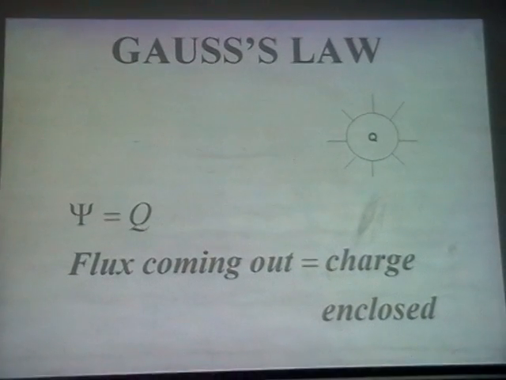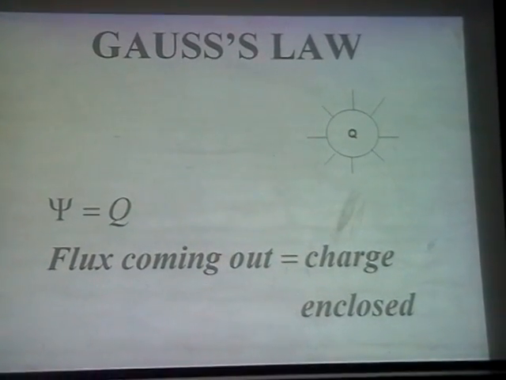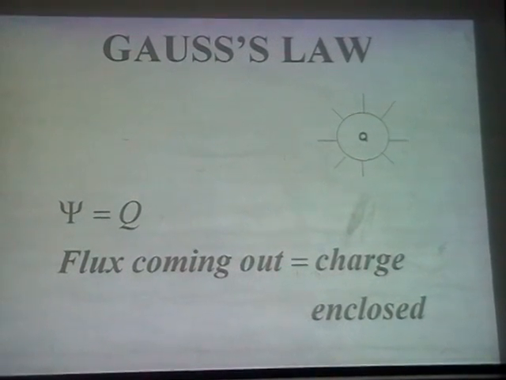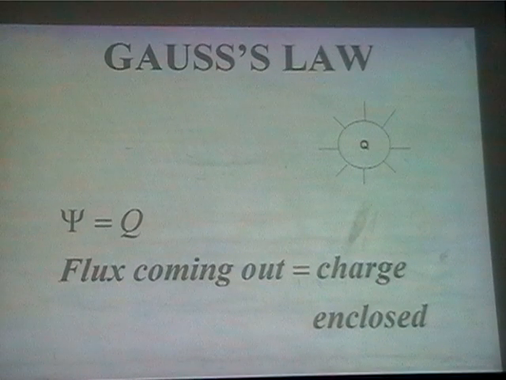A charged body produces flux. Let me count all the flux lines. The flux is proportional to the charge, and he found the proportionality constant to be 1. So psi is equal to Q. Flux coming out is equal to charge enclosed. 10 coulombs, 10 lines. 20 coulombs, 20 lines. Q coulombs, Q lines. So flux coming out of a charged body is equal to the charge within that body.